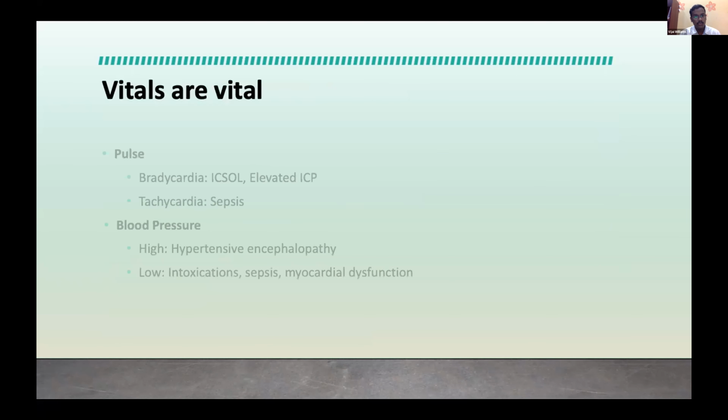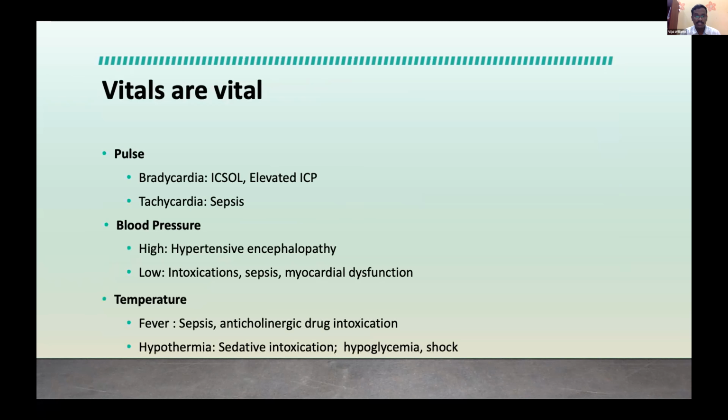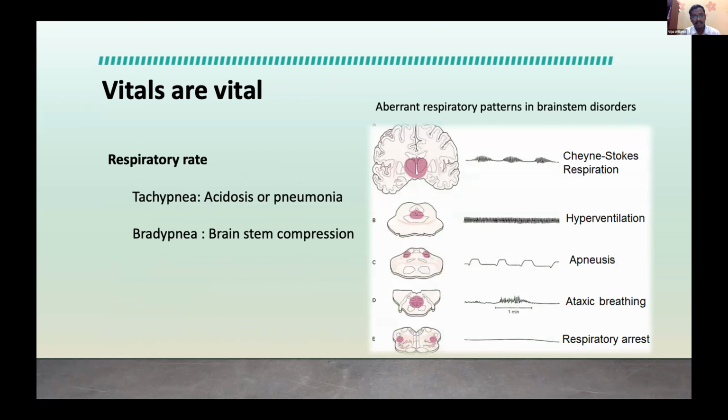Vitals can give us many clues like pulse, blood pressure, and temperature, and their variations could point to the diagnosis and the severity of symptoms as well. In terms of respiratory rate, a child can have tachypnea, which may be related to acidosis or pneumonia, or bradypnea, which can be a sign of brainstem compression. All sorts of abnormal respiratory patterns can be seen in brainstem dysfunction, from Cheyne-Stokes breathing, wherein there is periodic hyperventilation, to central neurogenic hyperventilation, apneusis, and ataxic breathing, and in extreme states, the child can present with apnea and respiratory arrest.